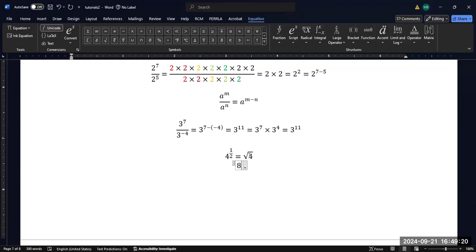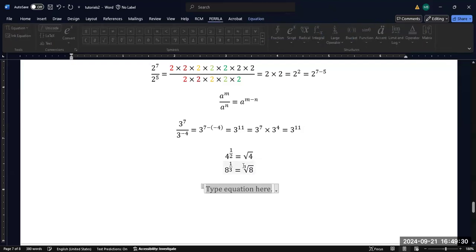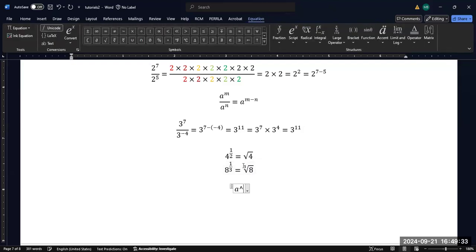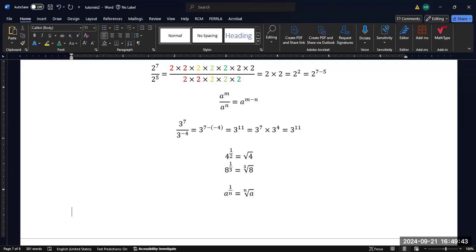And 8 to the 1/3 power is equivalent to the cube root of 8. And so broadly speaking, a to the 1/n is equal to the nth root of a. So essentially we're asking ourselves, given the index, what number do I have to multiply by itself n times in order to obtain a?